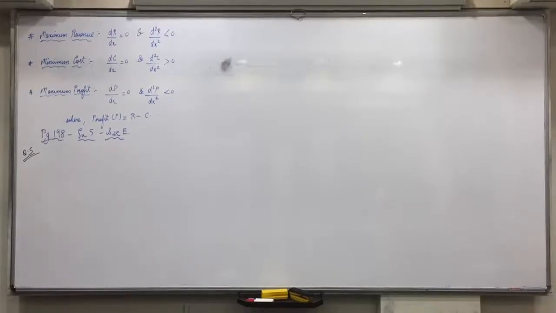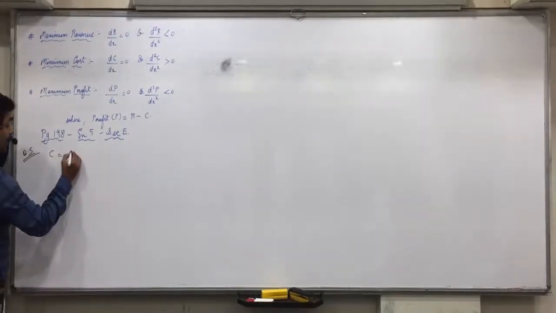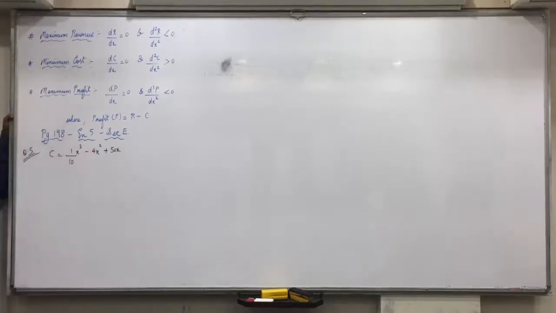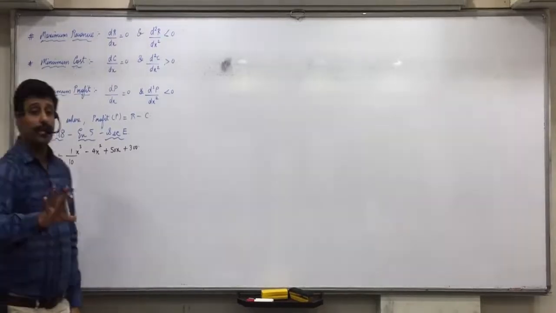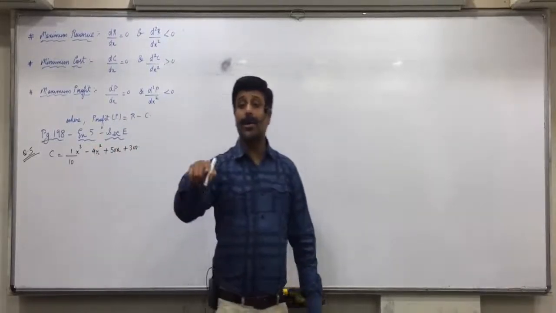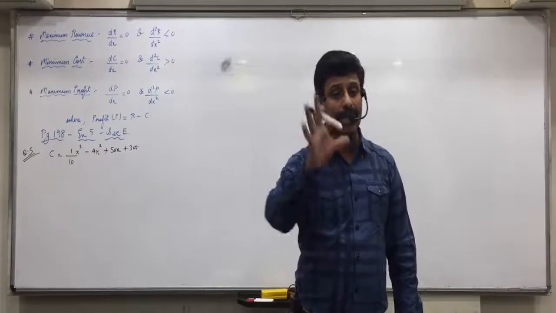Look at question number 5, page number 98. In a factory, the production cost per 100 ton of steel is C equals 1 by 10 x cube minus 4x square plus 50x plus 300. Now determine the production for minimum cost. Means only x is to be obtained. Last substitution is not to be done. Minimum cost is not asked. At what production, production here is x, will the cost be minimum? Only that much is asked.